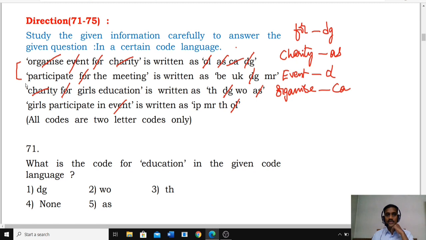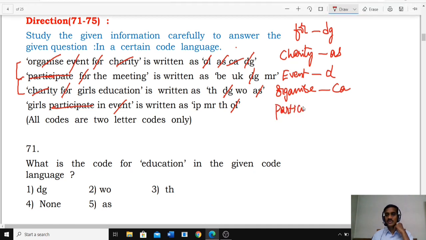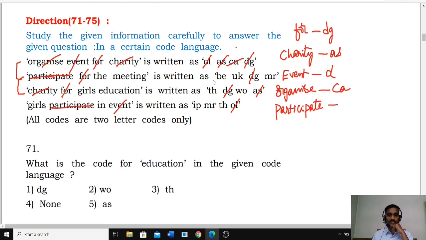Done. Then second and fourth, if you compare these two: participate the meeting. Now participate is the only word that is common between these two. Then tell me what is the only code that is common between these two. MR is the code that is common. And the code to the word participate is MR.